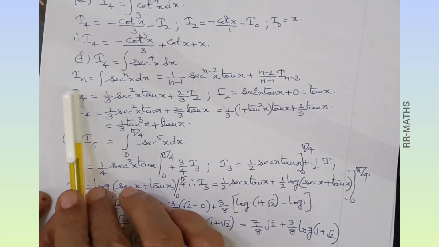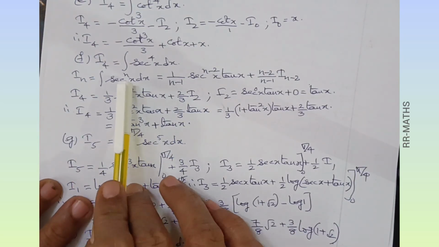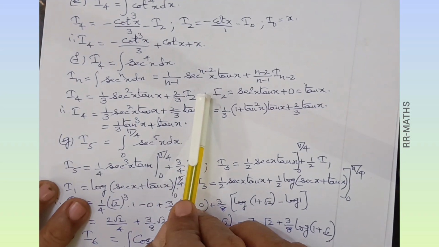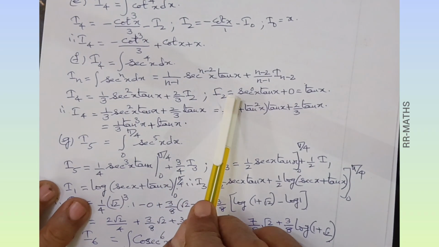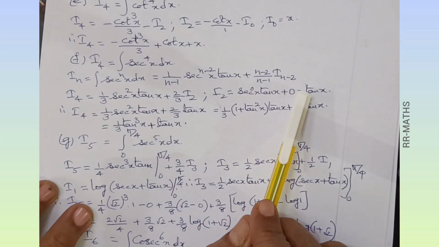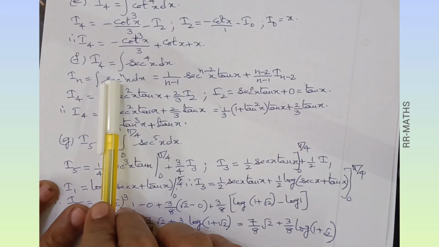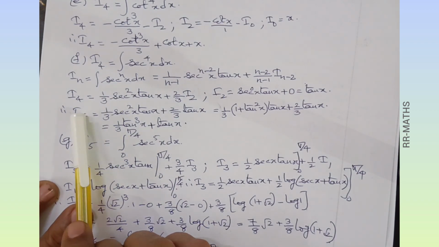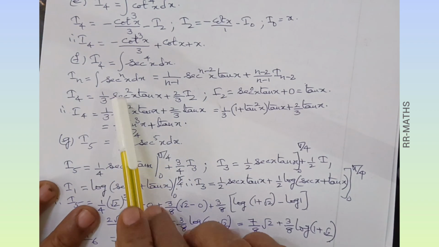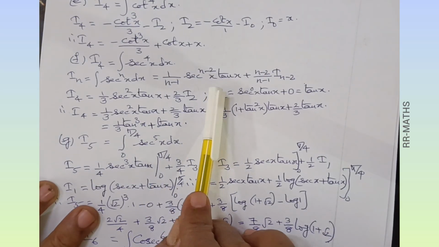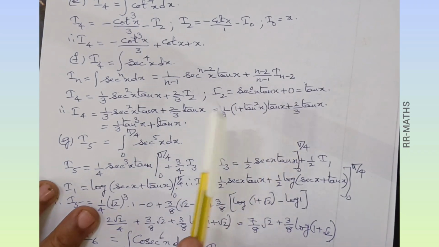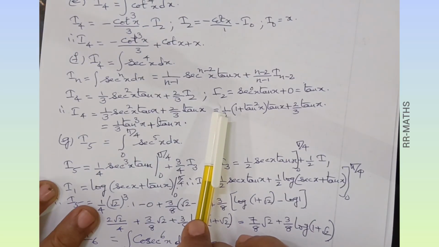Formula for secant, that is I_n is equal to integral of secant power n x dx is 1 by n minus 1 secant to the power of n minus 2 x tan x plus n minus 2 by n minus 1 into I_(n-2). Now in this case n is 4. So you substitute I4 is equal to 1 by 3 secant square x tan x, that is here, plus 2 by 3 I2. Now you go back to I2, n is 2 now.